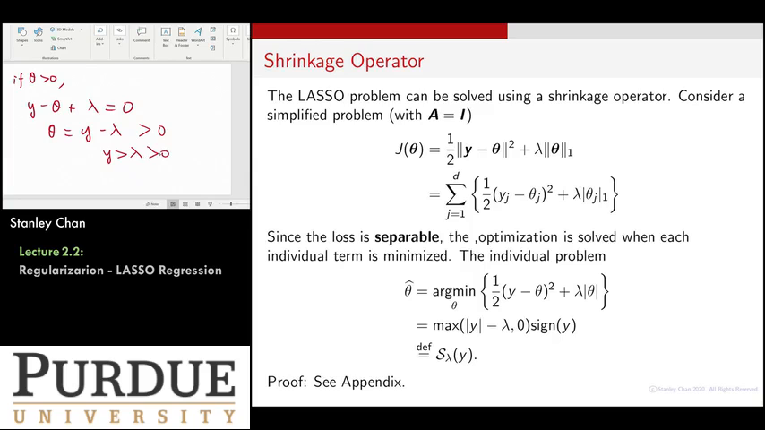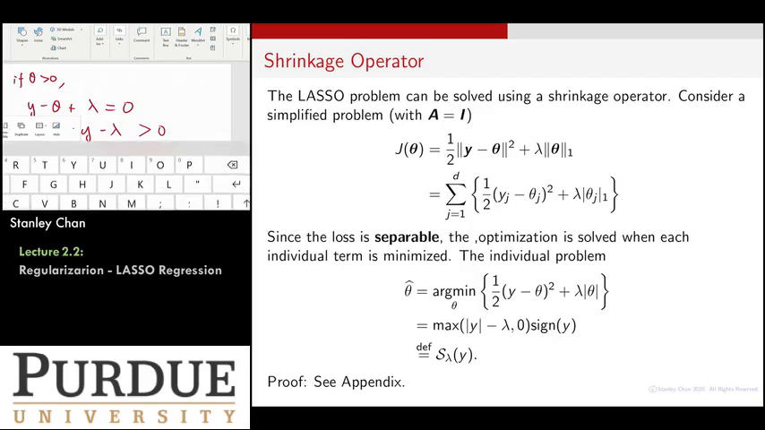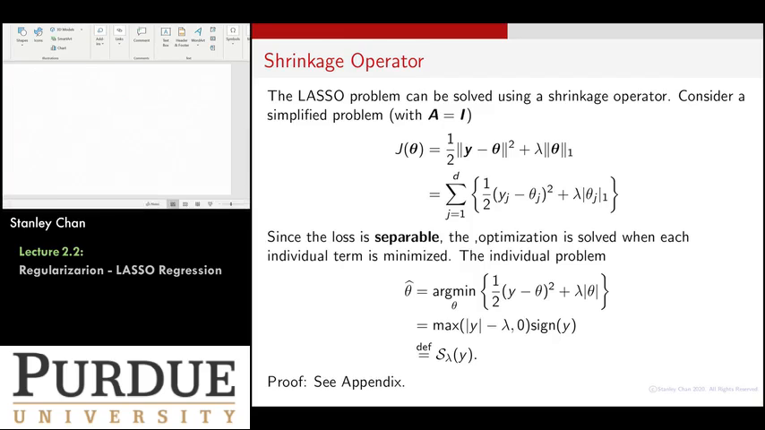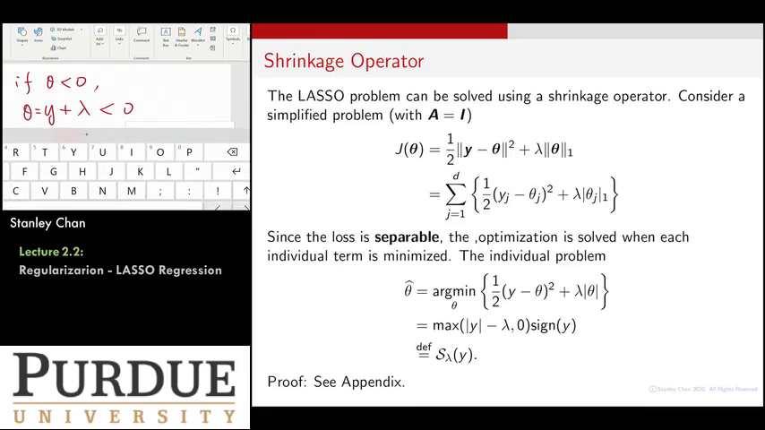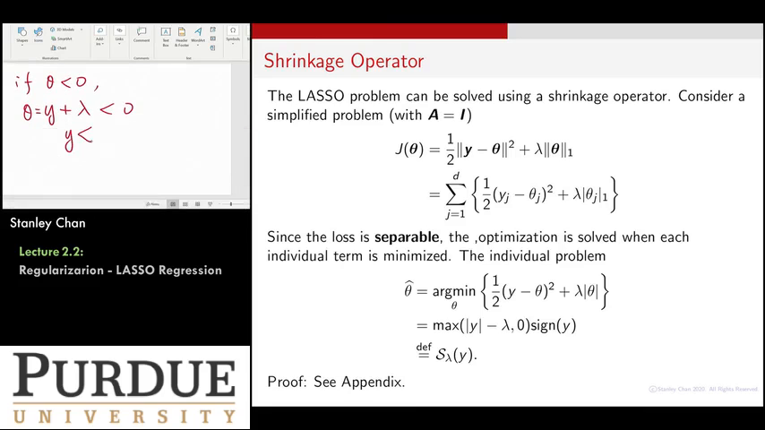Okay, now you can do the same exercise for the next case, where your theta is negative. Then this theta will equal y plus lambda. And since this is less than 0 now, then you have y less than minus lambda. And this is less than 0. Okay? And so if you put everything together, you will get the following results.